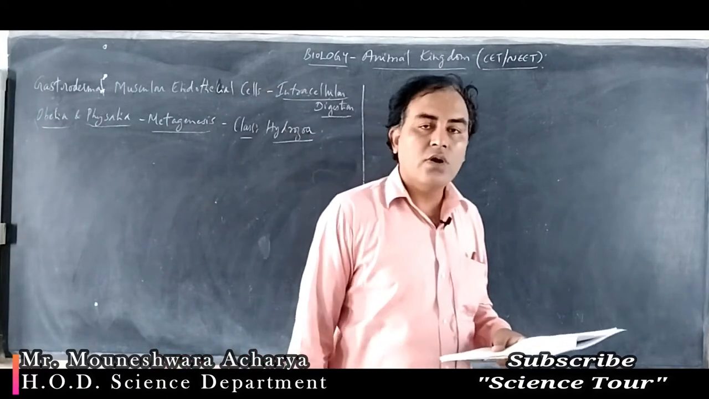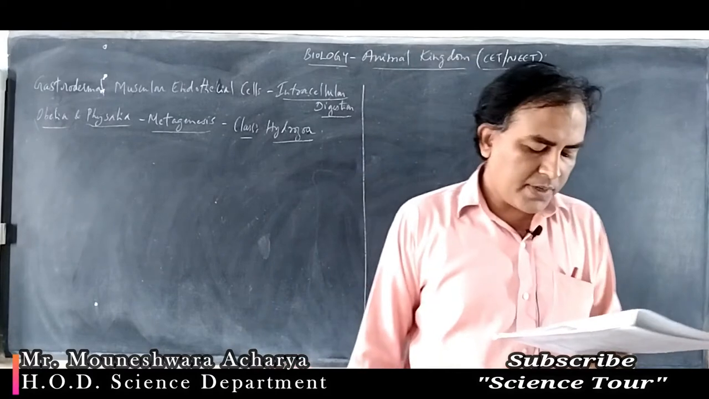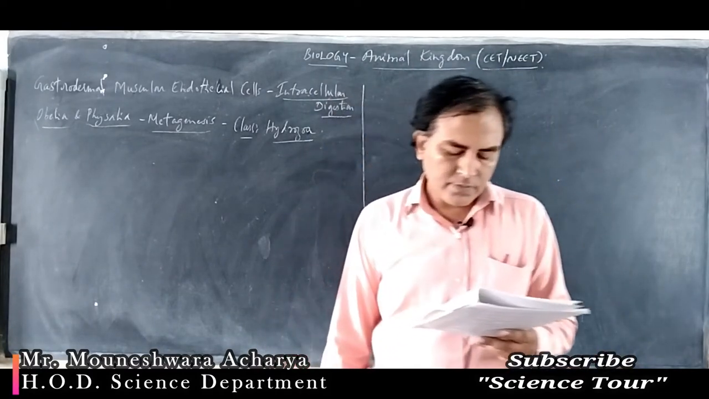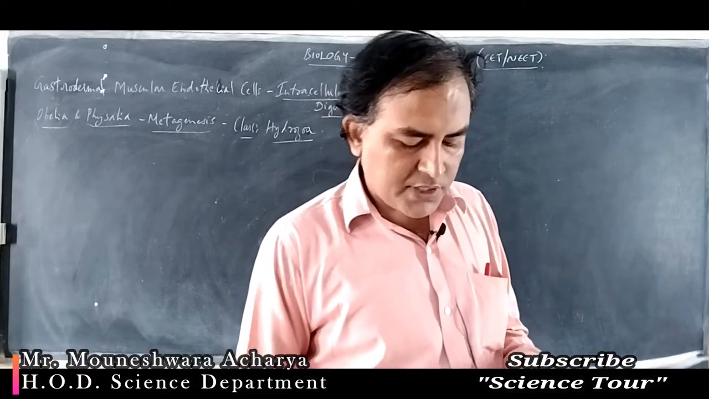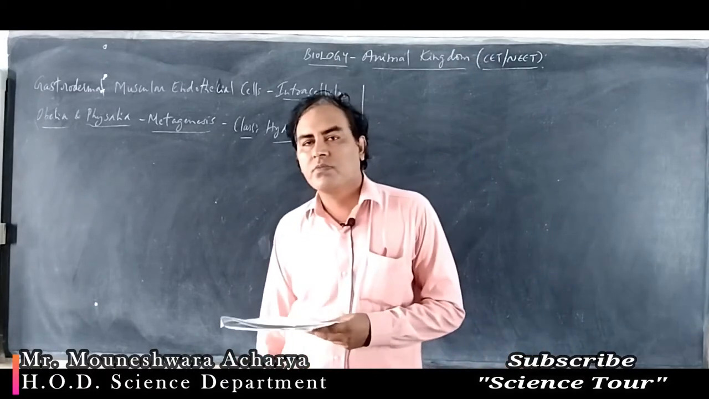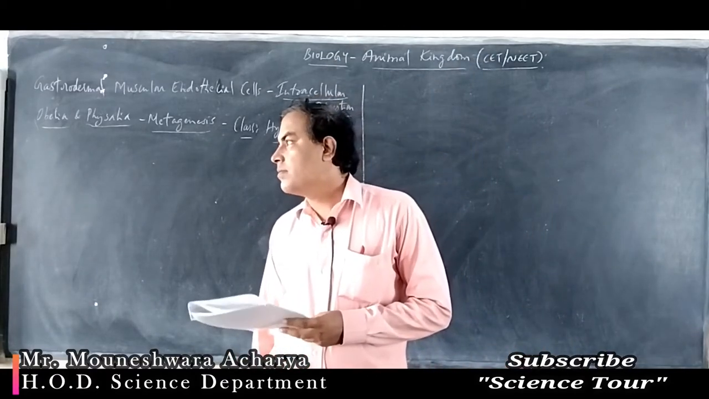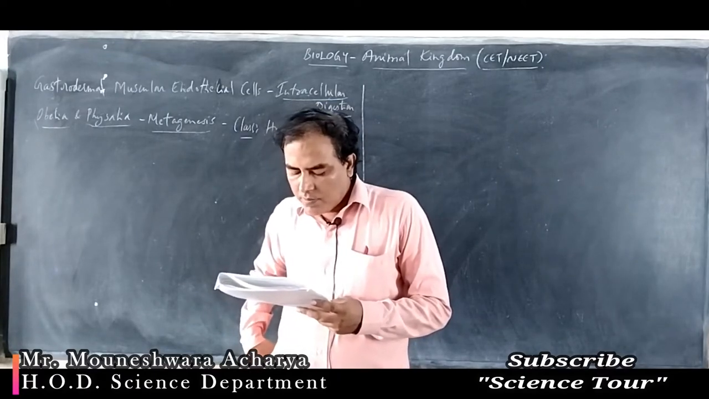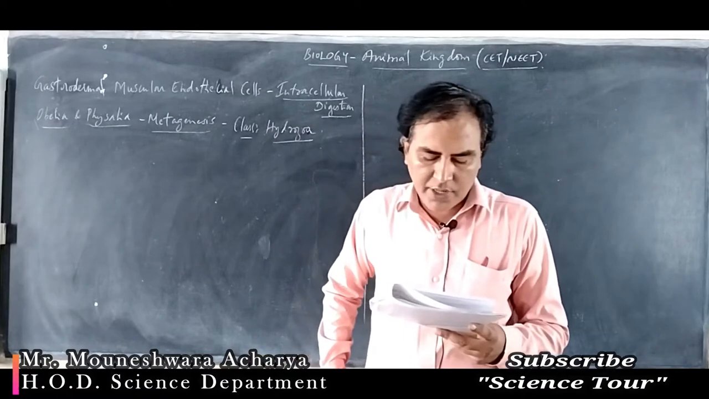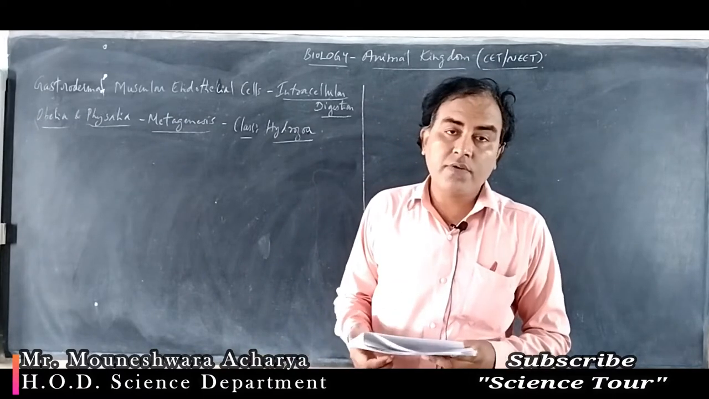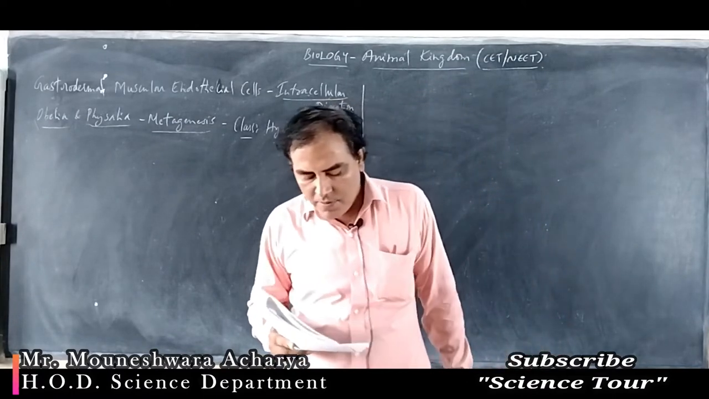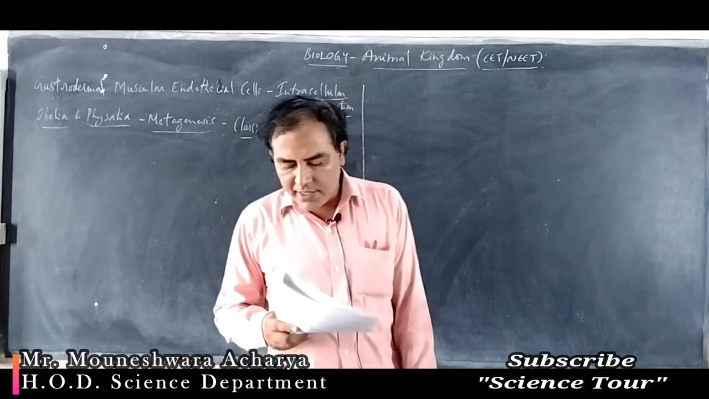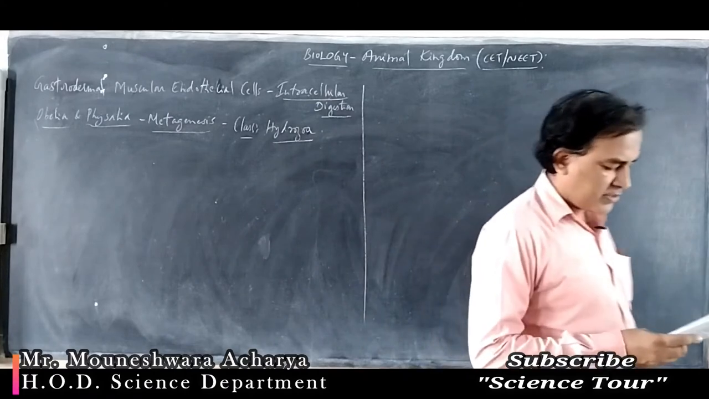Question number 18, Ctenoplana belongs to a group of animals which are best described as: multicellular with radially symmetrical body, unicellular with the tissue level of organization, multicellular with organ level of organization, or unicellular with bilateral symmetrical bodies. What is the right answer?